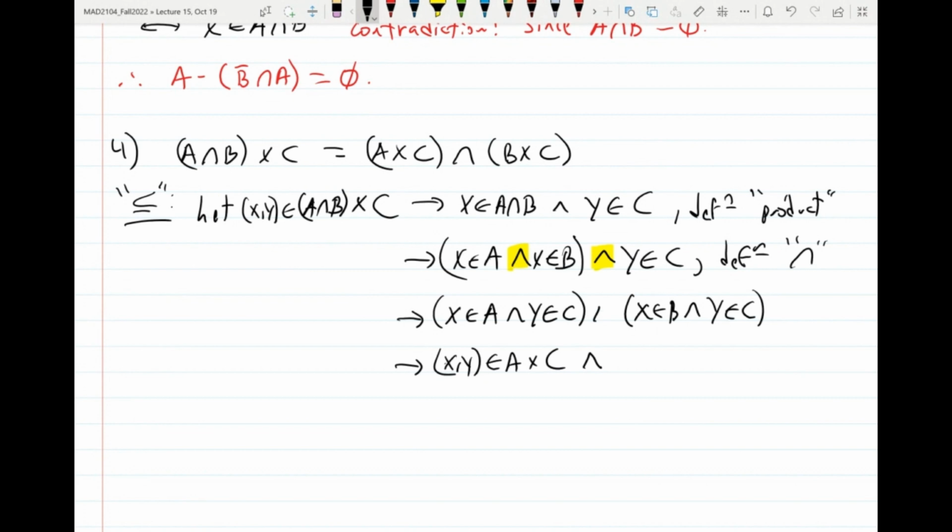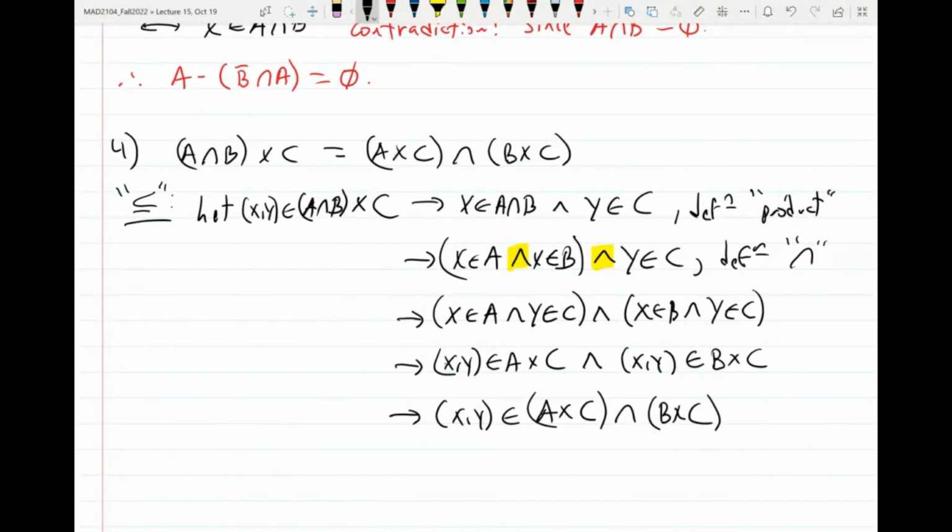And this is an AND statement. And X is in B and Y is in C. What can we say? (X, Y) is where? In B cross C. So we have (X, Y) both in A cross C and in B cross C. So where is it? In the intersection. So (X, Y) is in the intersection. So this was a logic step. This one here was the definition of product. And this one here is the definition of intersection.